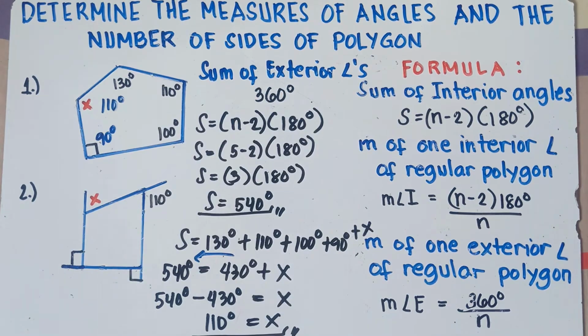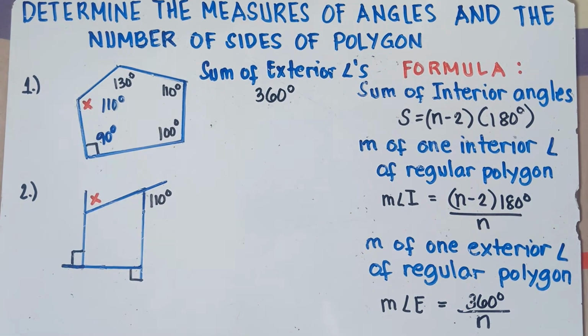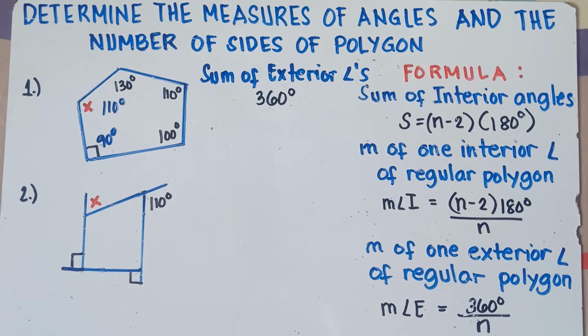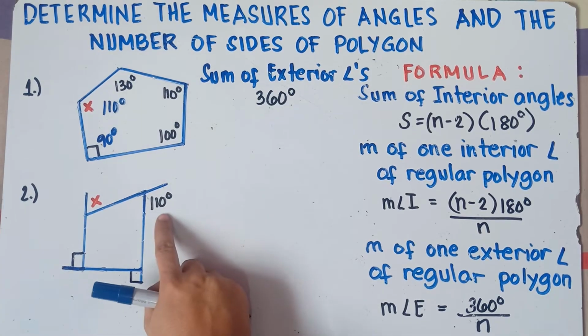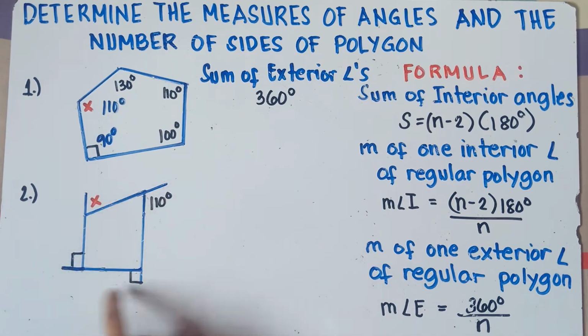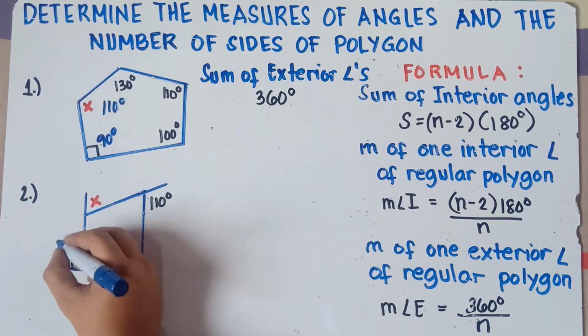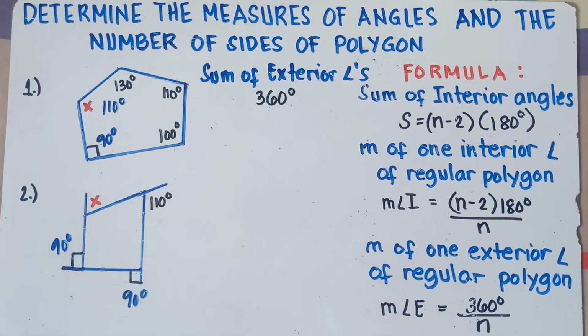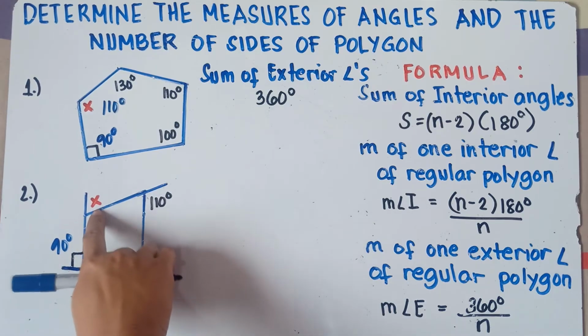Alright, let's have example number 2. We are given 110 degrees and we're told to find this angle. And once again, these are exterior angles. Marking this one, once again, represents a 90 degrees angle. This is a 90 degrees right angle, and this is also 90 degrees. And we're told to find the measure of this exterior angle, which is x, one exterior angle.